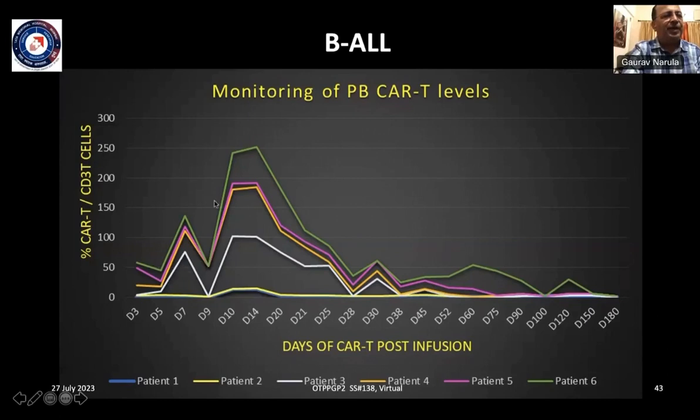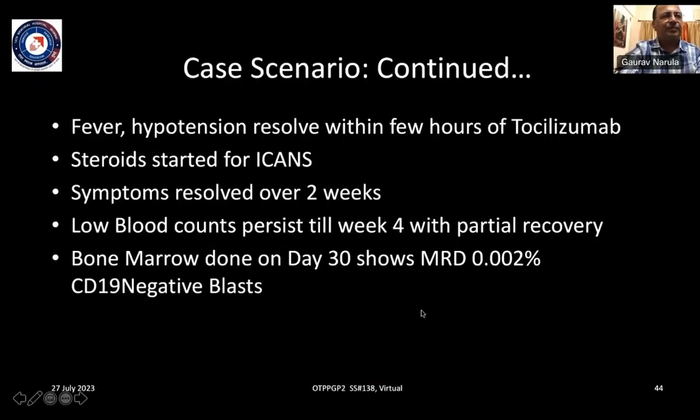So this is day 3, day 5, it starts appearing in circulation. And then generally by day 9, second week, we see the peak expansion. By the third week, it starts declining. But in the patients who are alive and responding, even now, we are reaching 1 year, day 360, we are finding that the CAR T cells continue to persist in the patient in the circulation.